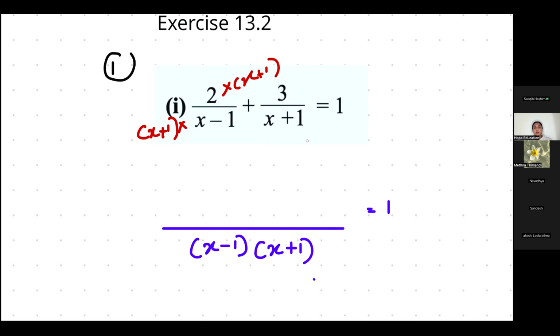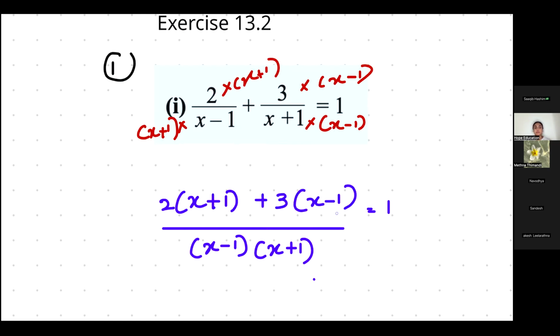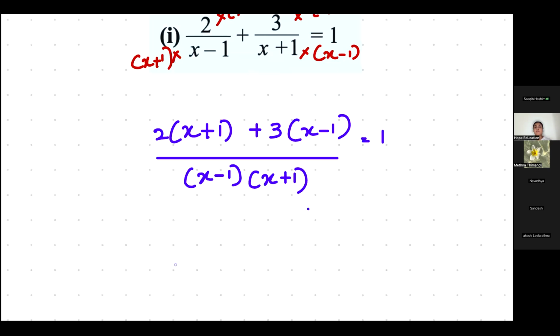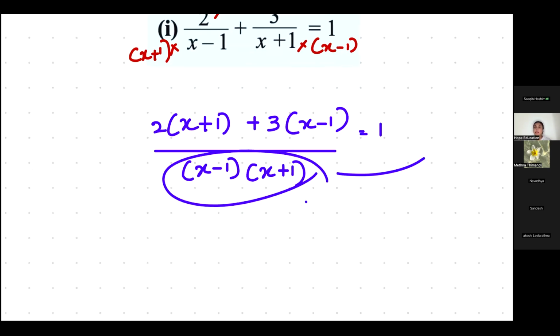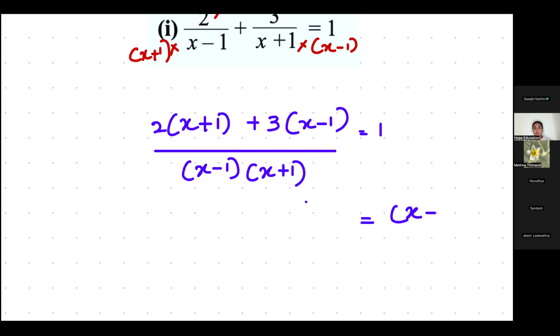This one has x plus 1 but no x minus 1, so I multiply by x minus 1. This numerator also I'll multiply by x minus 1. So 2 multiplied by x plus 1 plus 3 multiplied by x minus 1. When you take it to the other side, where it was divided, it becomes multiplication. So there's no problem with the 1. So this is what we get.